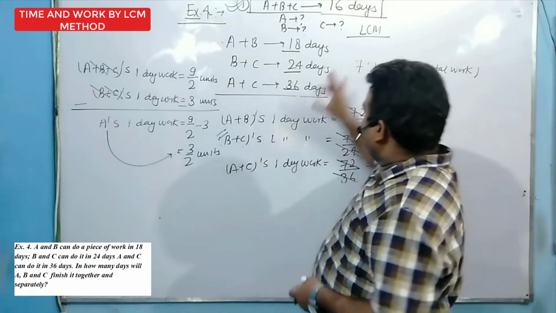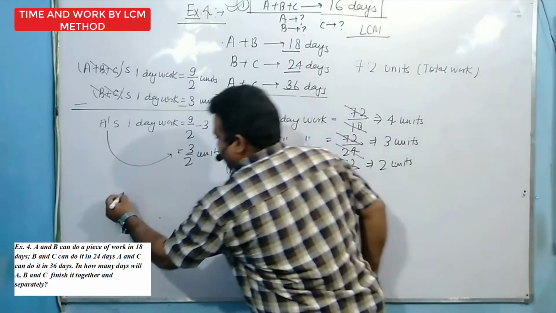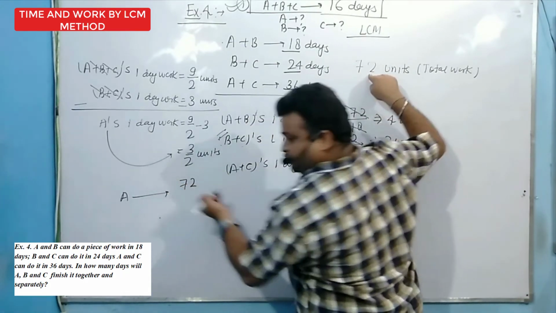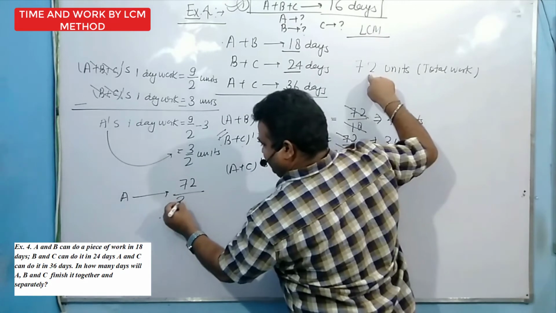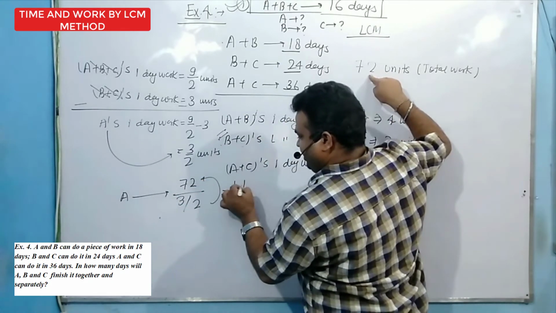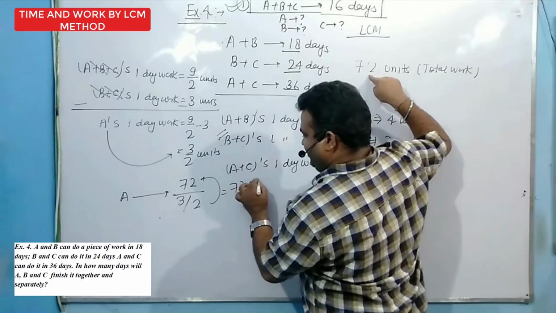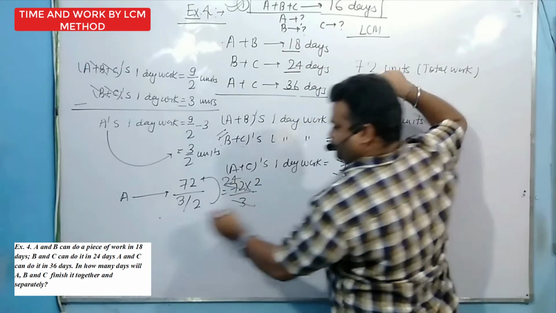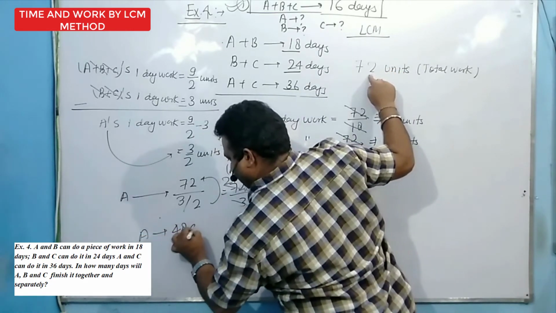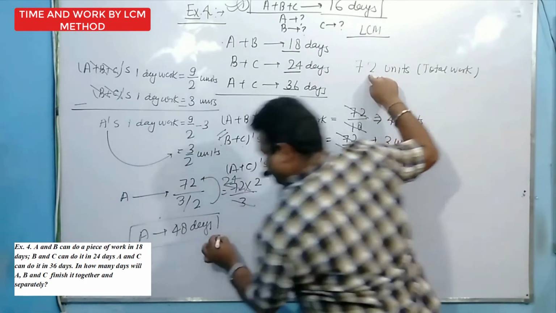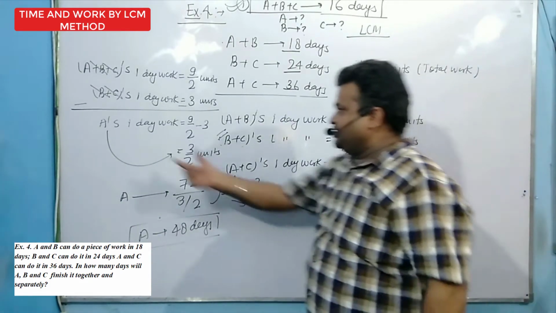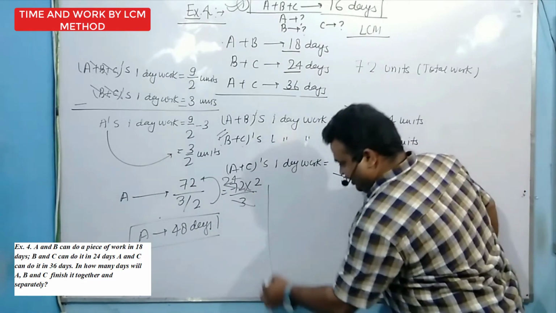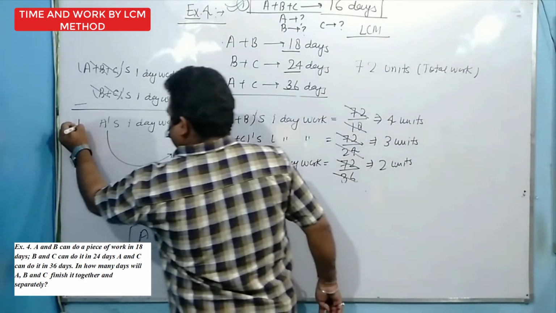तो कितना यूनिट बनाना है आपको? 72 यूनिट बनाना है. So A takes how many days to complete these 72 units? 72 units need to be produced, divided by per day work 3 by 2. So this 2 comes up, you get 72 multiplied by 2 divided by 3. 3 twos are 6, 3 fours are 12. So 24 into 2, it means A takes 48 days to complete this 72 units. Now this is A's independent work.